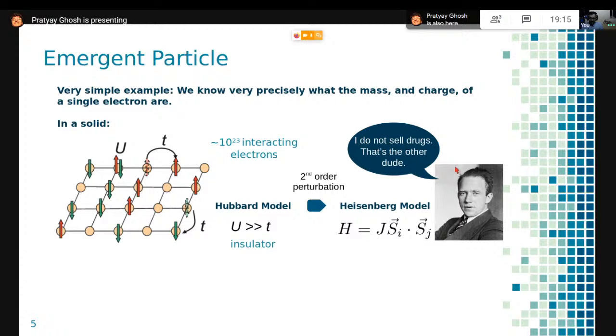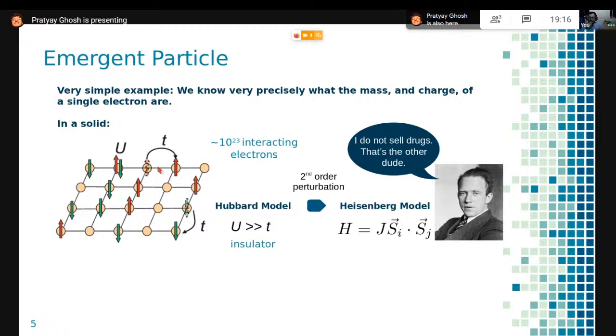Now in the Heisenberg model, you understand that you only have the spins of the electrons interacting with each other. That is actually a very amazing fact. You started with a model where you had hopping and electron-electron repulsion, but now you end up in a model where the spins interact. So basically, you started with the electron with all its properties, and now the only thing that matters is a particle with a spin. So that's an emergent particle. You started with the electron, you got some other particle, which has nothing but spin.